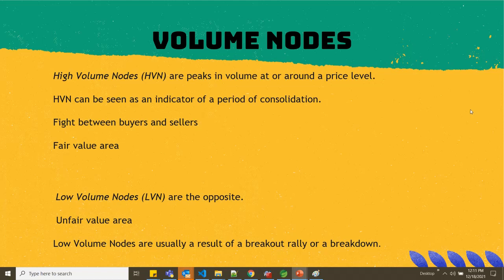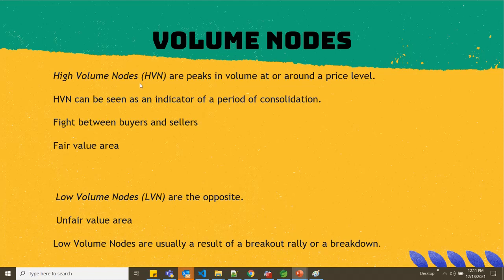There are two kinds of volume nodes. One is a high volume node and one is a low volume node. High volume nodes are peaks in volume at and around price levels. A high volume node can be seen as an indicator of price consolidation. You will see the price moving in a range when it is in a high volume node. So basically it is a fight between the buyers and sellers. A high volume node is generally considered to be a fair value area.